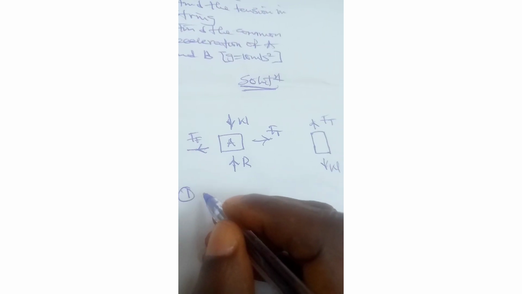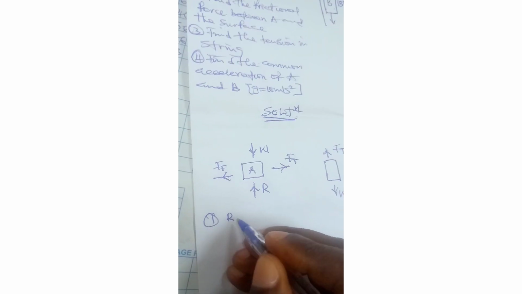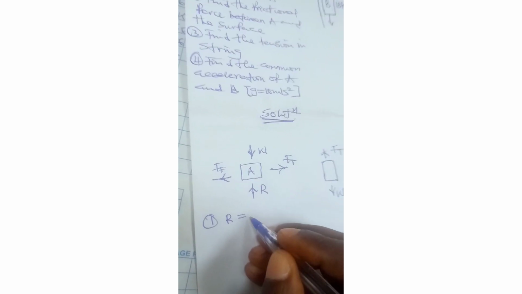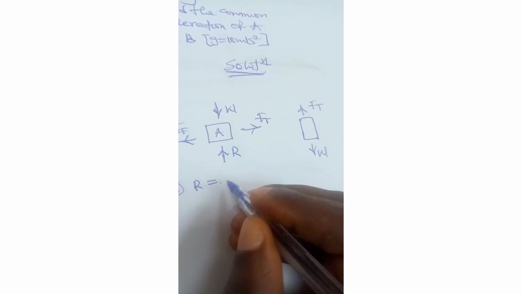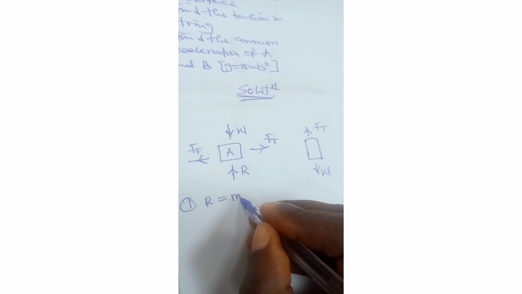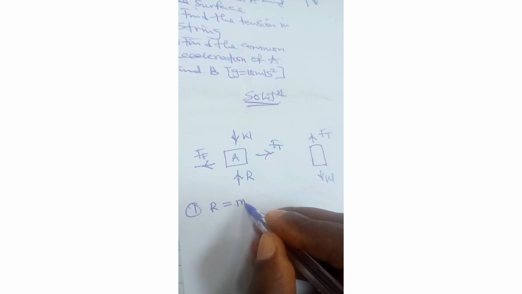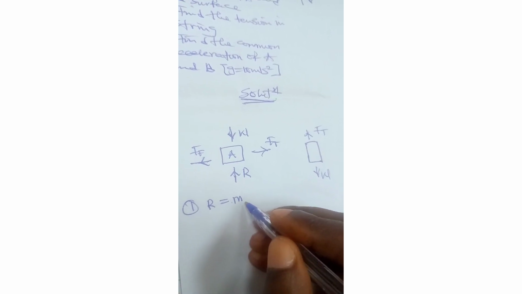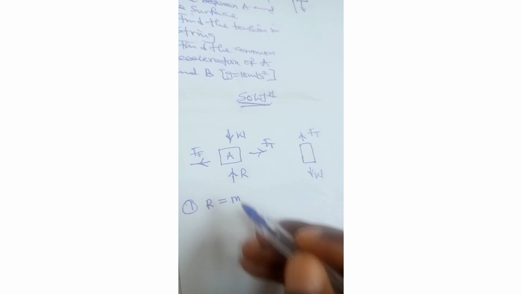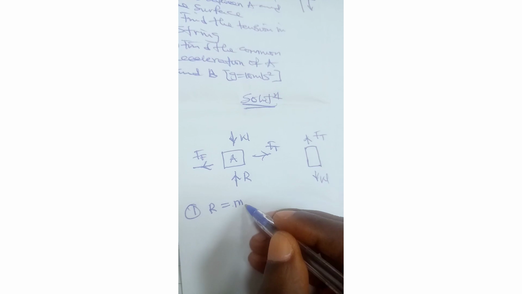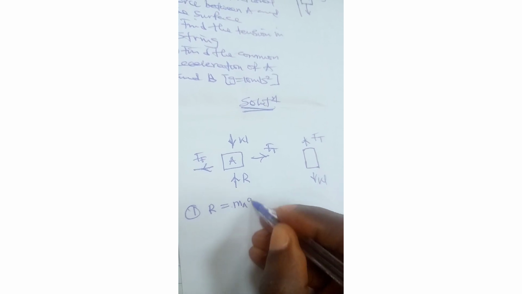So we are asked to find the normal reaction. The normal reaction, as we all know now, you know the formula. R is equal to mg, because it is the normal reaction on A that we are looking for, and that's going to give us m. This is the normal reaction. Are you getting my point? Remember, in the diagram, R is equal to mg.